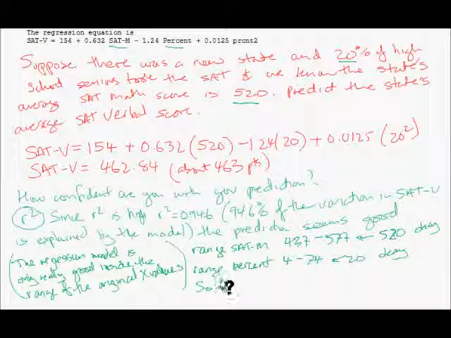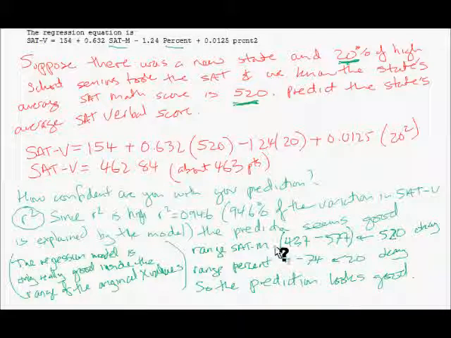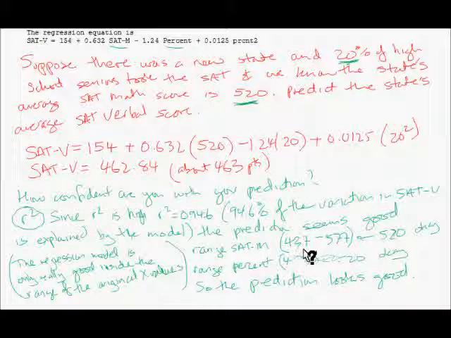So the prediction looks good. Got a high R squared, and the values we're using for this new state, the 520 and the 20%, fall inside the ranges of the original values used to fit the model, which were 437 to 577 for the math, and 4% to 74% for the percentages. And the 520 and the 20 fall inside those ranges. So we look good here.